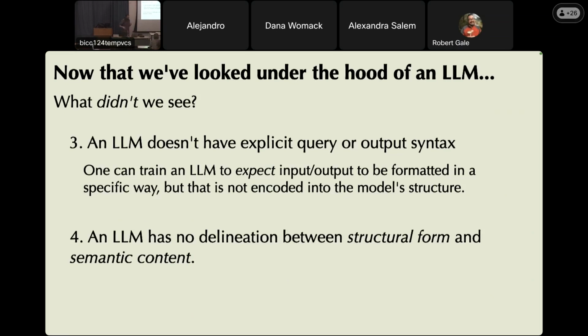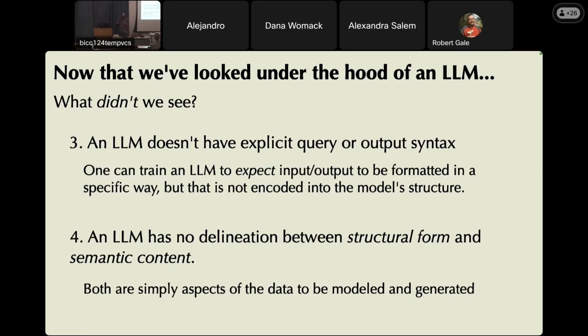And then the one that really drives me nuts from a practical standpoint is that there's no delineation between what I call the structural form and the semantic content, right? Both are just aspects of the data. If we train on a bunch of JSON data or a bunch of XML documents, it doesn't know what those things mean. It doesn't know that the structure is important. It will hopefully figure out that the structure is important as a side effect of its training, but it doesn't know that there's a difference between the open and closed tags and what's inside the tag, except insofar as it figures it out from training, right?